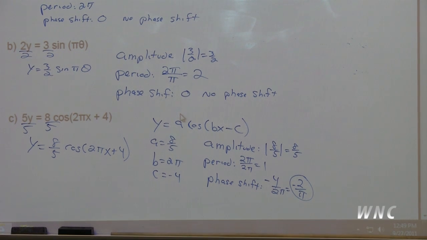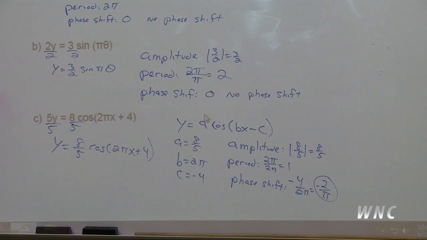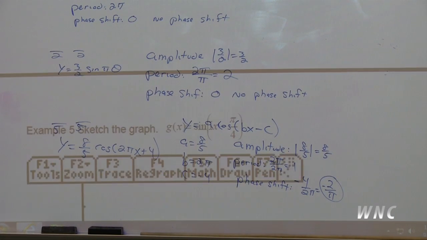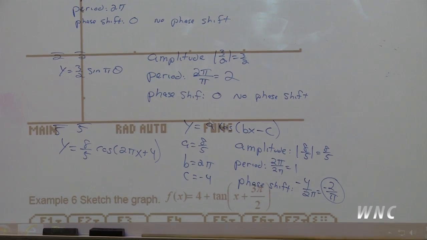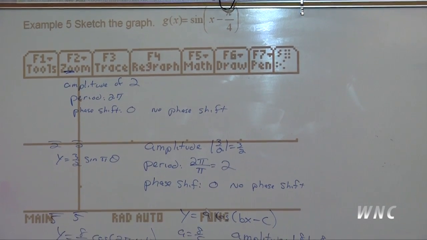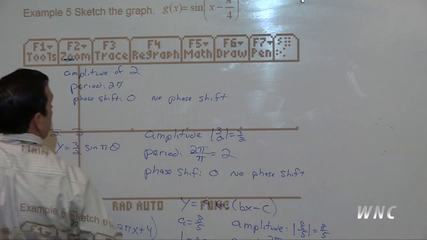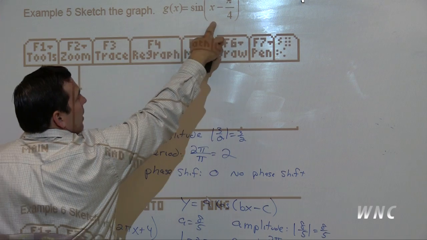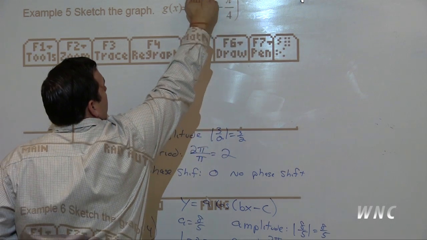On the last page here, we're going to go ahead and graph some. Yay, get a graph. So here we're graphing, and I don't know if you have this up here, sine of x minus pi over 4.